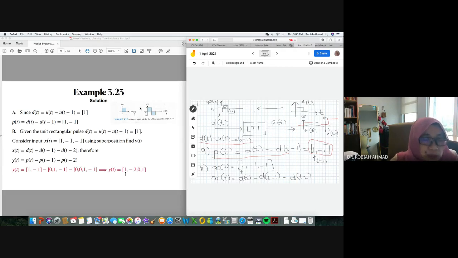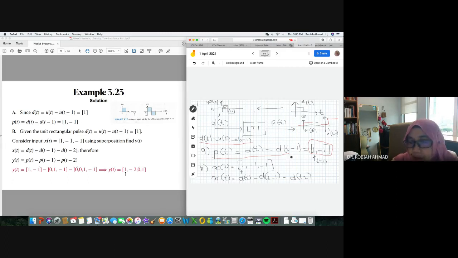Okay, so what we do first is that we know x(t), given with this equation 1 minus 1 minus 1, when we describe it in terms of the input LTI d(t), it should be, this one is at time 0, this one at time 2, and then this one at time 3, left shifting, and then the amplitude is minus. So x(t) in terms of d(t) is d(t) minus 1, d(t) minus 2. Therefore, using superposition, our y(t) in terms of p is this one.